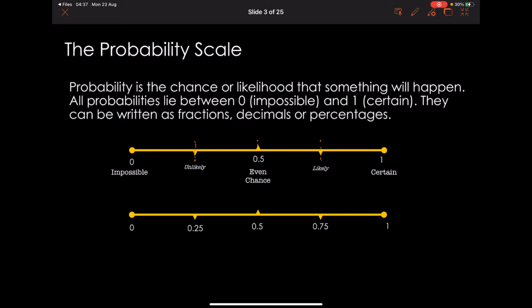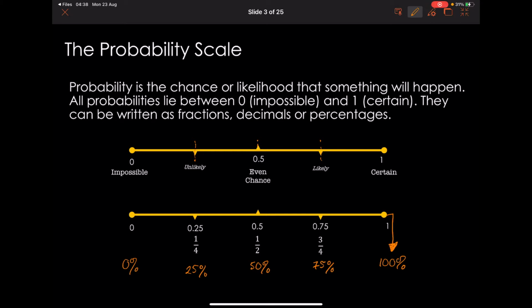And remember, they're written as 25% and 75%. This would also be 50%. This would be 100%. And this would be 0%. So what you're saying here is that if something's certain, there's a 100% chance that it'll happen. Okay? Now, don't forget, we also need to know that these are or can be written as fractions. 0.25 is the same as a quarter, 0.5 is the same as a half, and 0.75 is the same as 3/4. So in your exam, you might be asked to put certain things on a probability scale using these values.